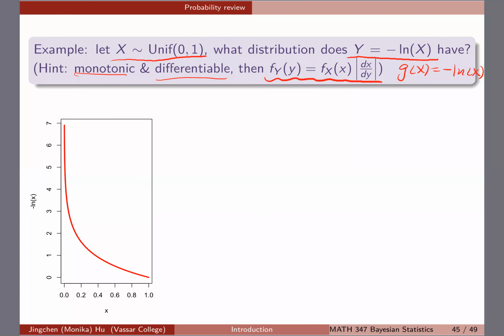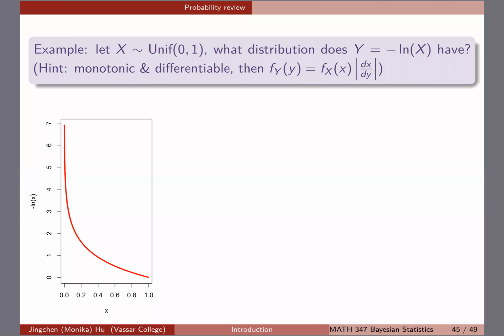Yeah, maybe really quick over here. So we do know that y is negative ln x, so that's g(x), right? And in order to find dx over dy, you should express x in terms of y. So you need to find the inverse function and then take the derivative. Okay. Yes. And just keep working on it.